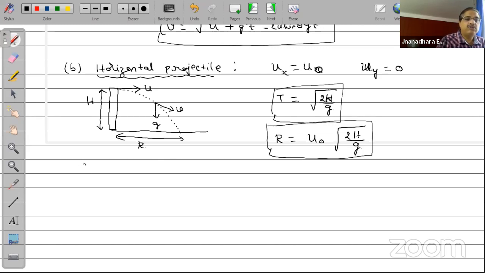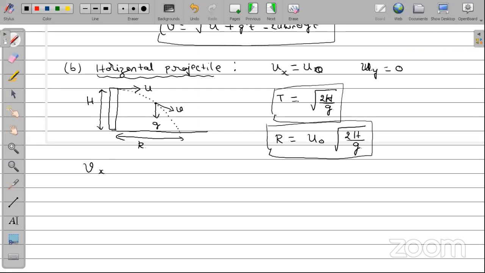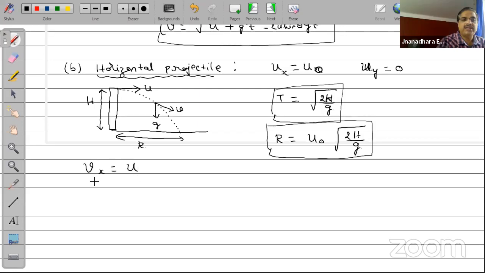Similarly, I can also talk about Vx. Vx here will be equal to u all the time. Vy, because I'm basically resolving this into two components, one is your Vx, the other one will be Vy. So Vy will be equal to gt, and it's in the minus direction, negative direction. Therefore, I am attaching a minus sign.